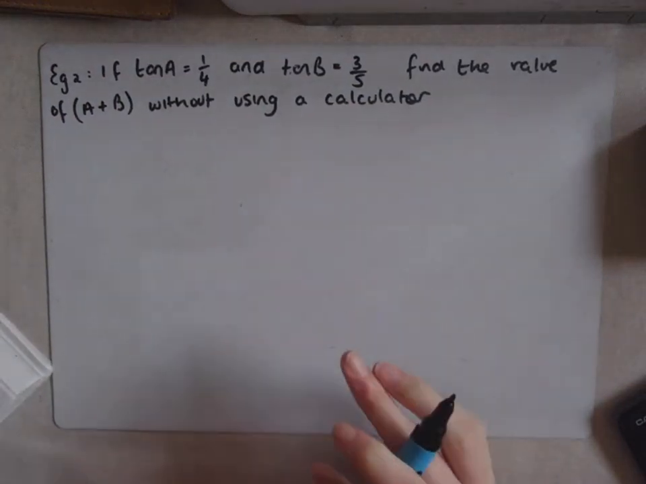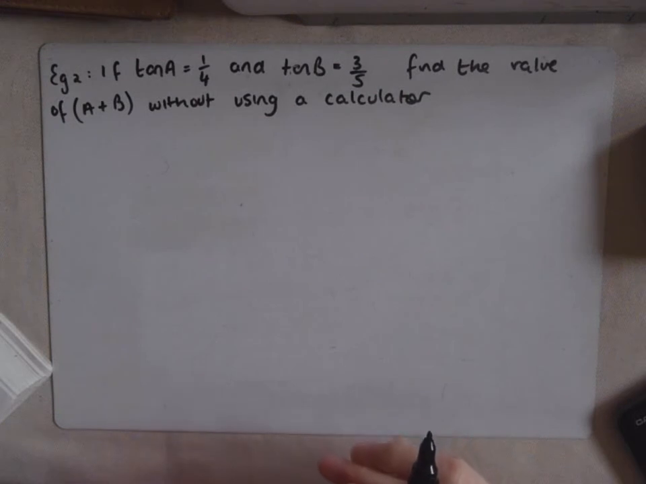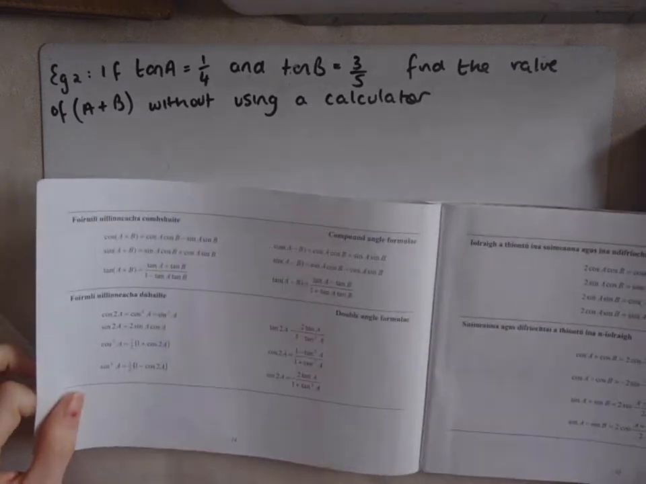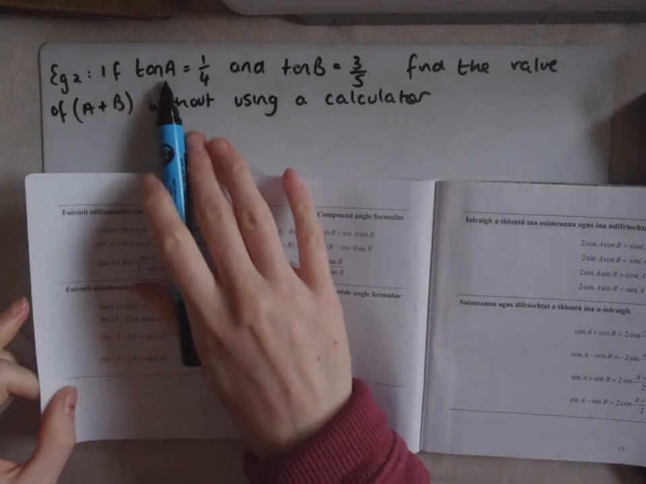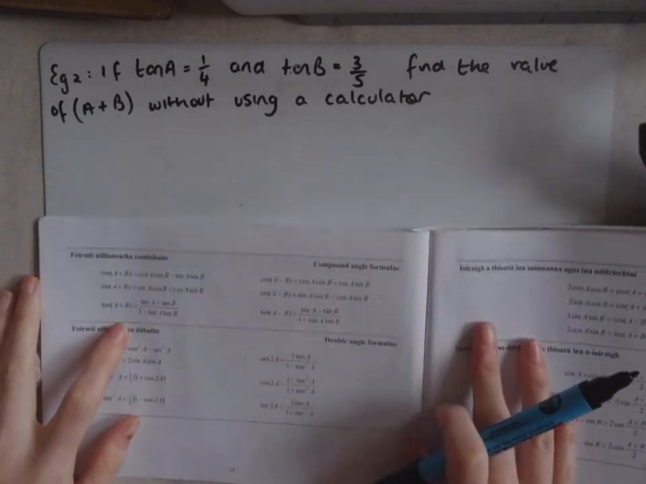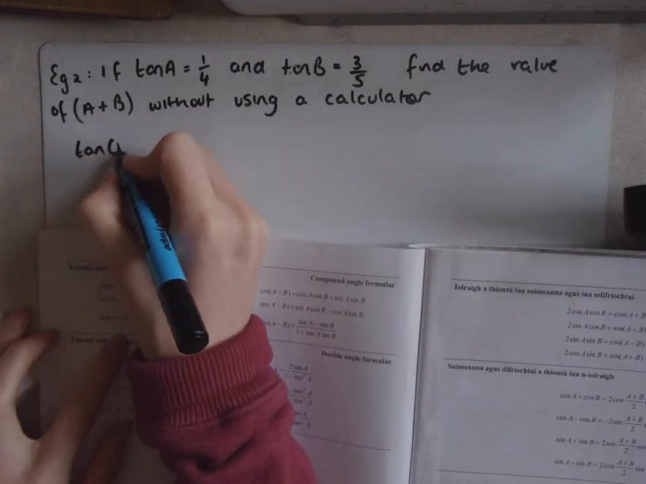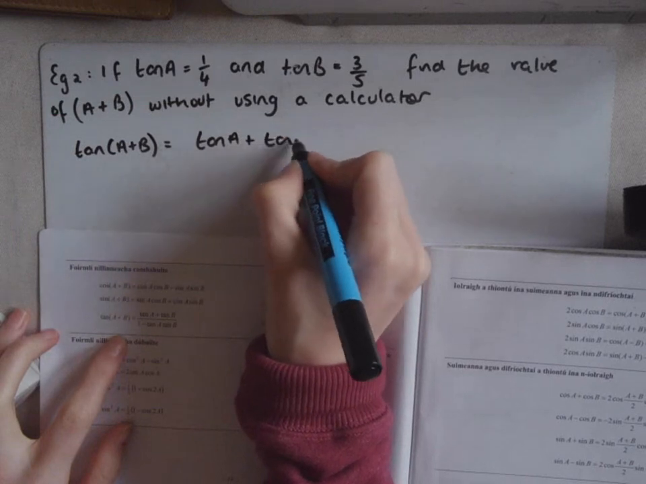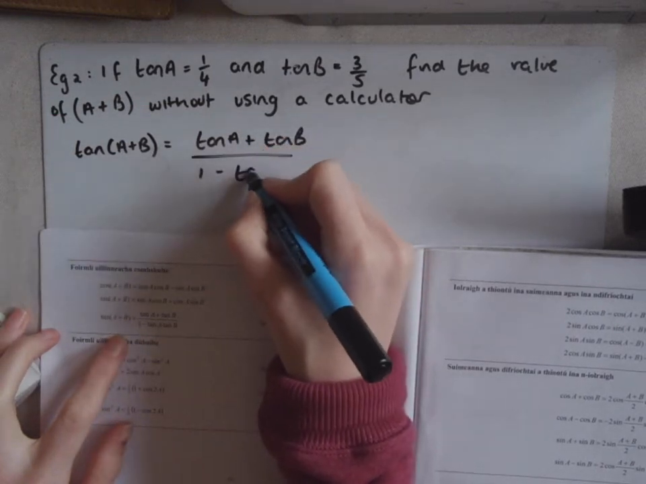If tan A is a quarter and tan B is 3/5, find the value of A plus B without using a calculator. So I'm interested in finding A plus B. Go to your log tables and see what identities have A plus B. Now, these have tan, so really you're going to the tan. So write out your identity: tan of A plus B is tan A plus tan B over 1 minus tan A tan B.